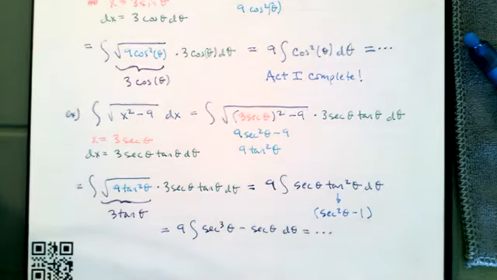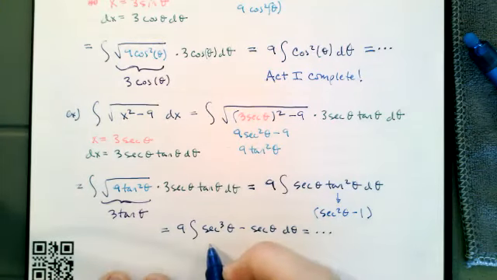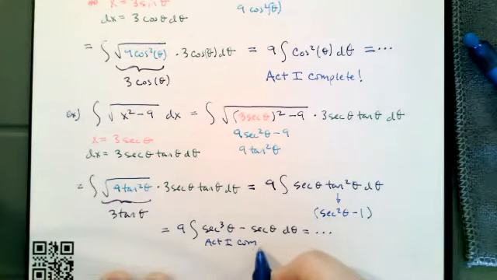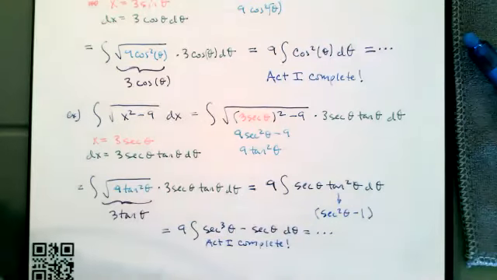This is where we have completed Act 1. We know the integral of secant cubed. We know the integral of secant, so we're ready to proceed on to Act 2. Act 2 would be the integrating of the even power of cosine or the odd powers of secant. And then Act 3, which we don't know how to do yet, is going to be getting back from theta to x.